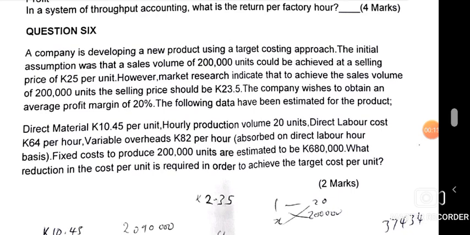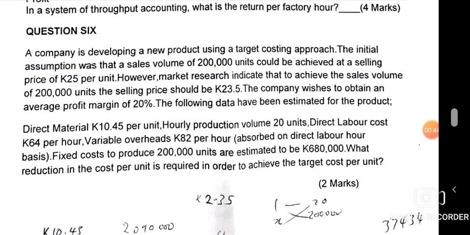A company is developing a new product using a target costing approach. The initial assumption was that a sales volume of 200,000 units could be achieved at a selling price of 25 kwacha per unit. However, market research indicates that to achieve the sales volume of 200,000 units, the selling price should be 23.5 kwacha. The company wishes to obtain an average profit margin of 20%.